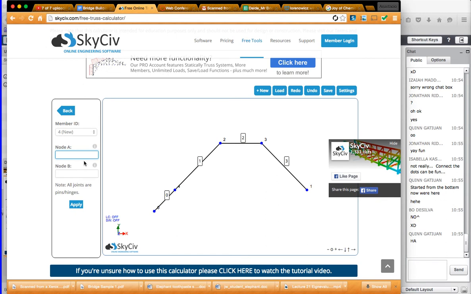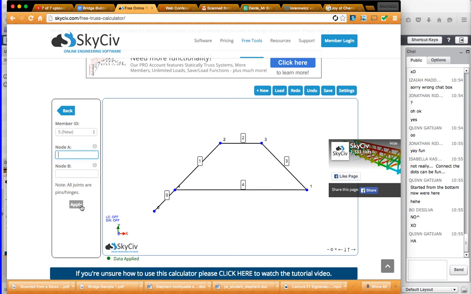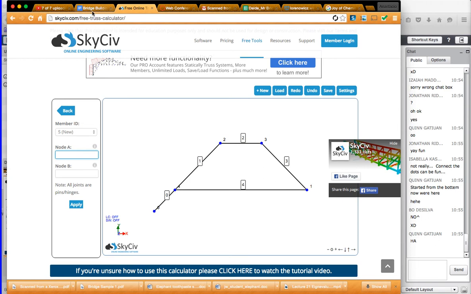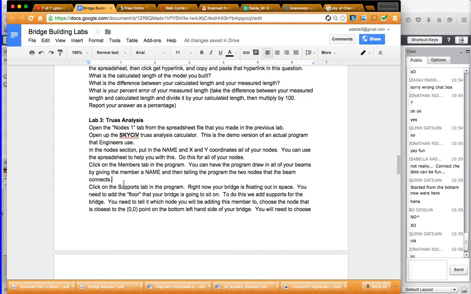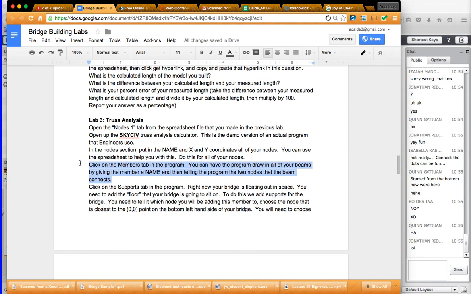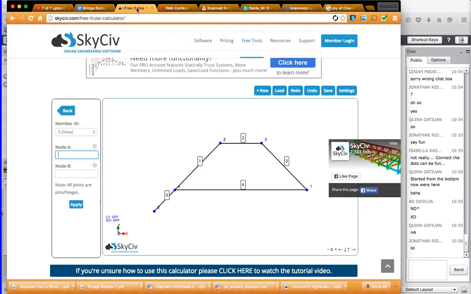Got it? The last member I need is from 4 to 1. Let's apply that. That is really simple. This is my simple bridge. Now what I need is, this bridge is floating. Aren't you going to have water under it? So these are members. These are members. So now what I need is, this bridge is floating in space. It's not actually connected to the ground.